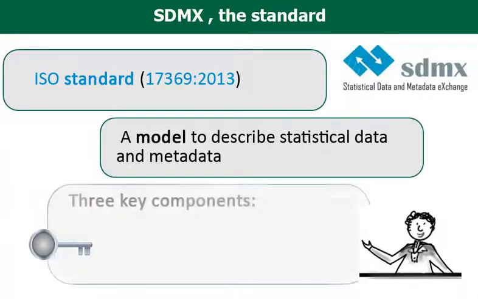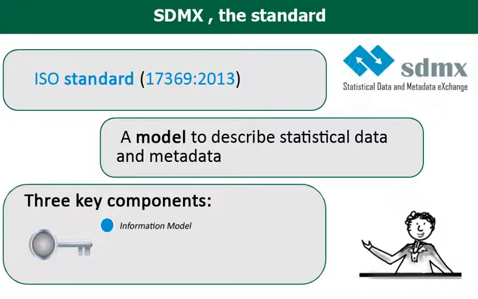SDMX has three key components: the information model that is used to describe data and metadata, a standard for automated communication called the Content-Oriented Guidelines, and the IT architecture and set of tools for data and metadata exchange. We will pursue this video by presenting the basics of the information model.